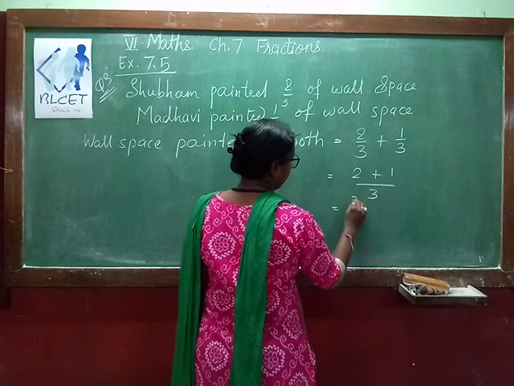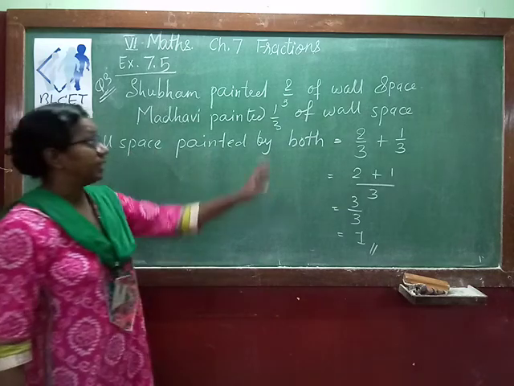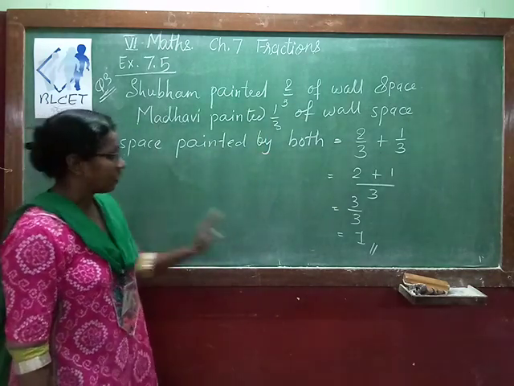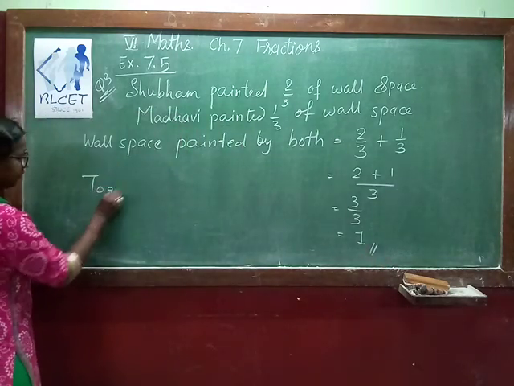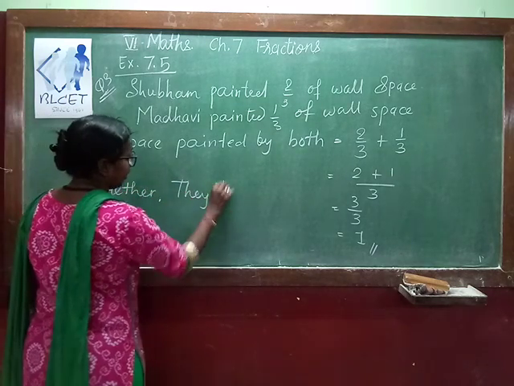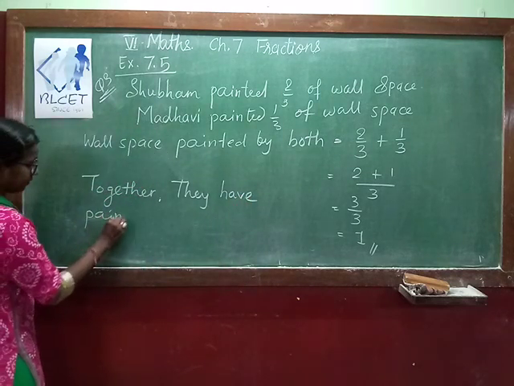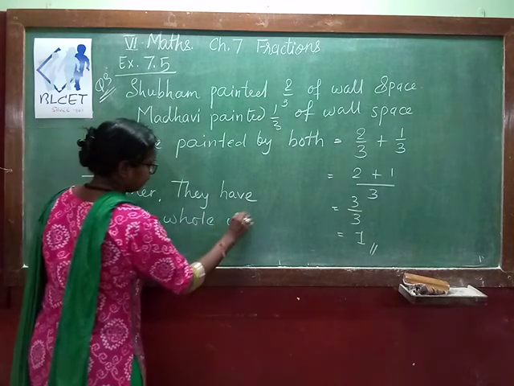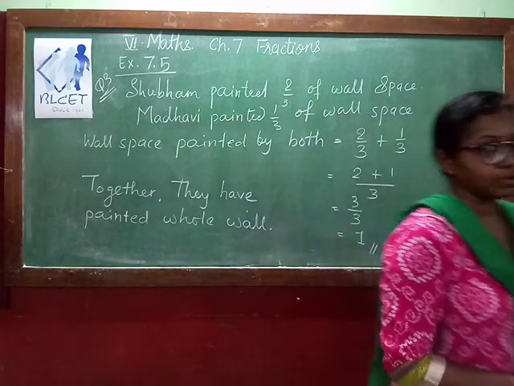by 3, which is equal to 3/3, which is equal to 1. 1 means together they have painted the whole wall. Okay, because we are getting the answer 1, means together they have painted the whole wall. Okay, so this way we can solve question number 3.